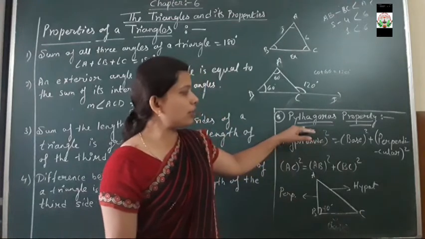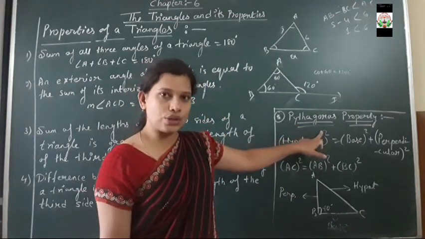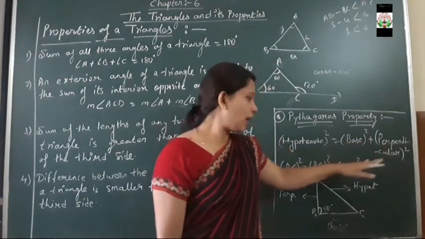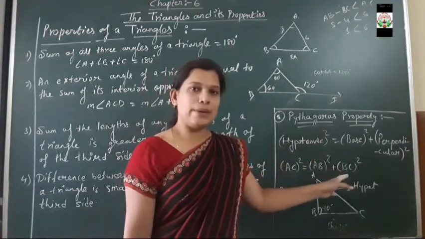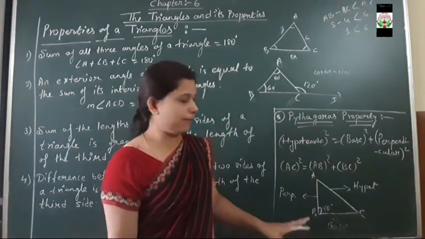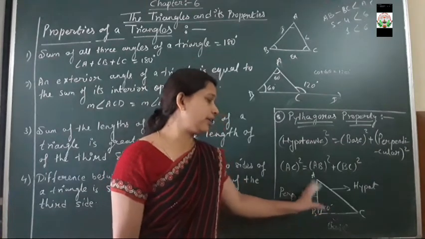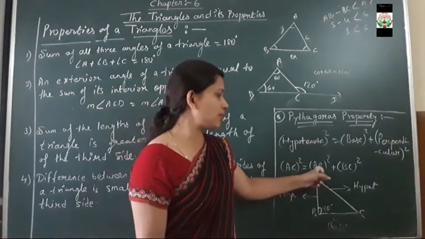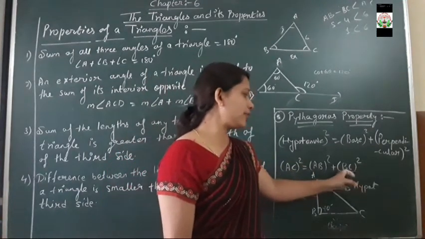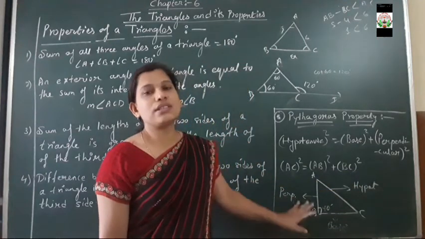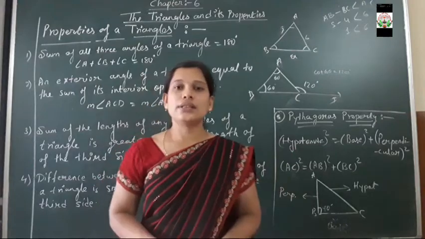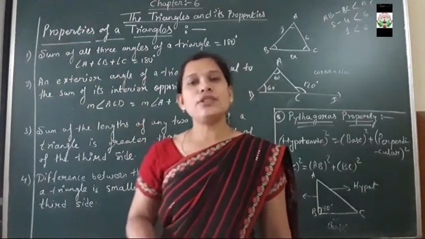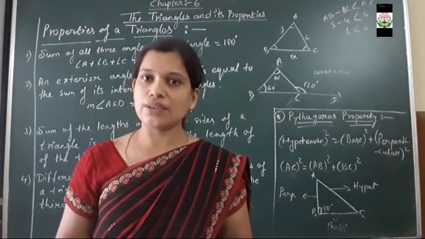Okay. So the Pythagoras property is: hypotenuse square is equal to base square plus perpendicular square. Hypotenuse का square जो होगा वो base square plus perpendicular square it will be. When we write it in terms of the alphabet, it will be AC, which is the hypotenuse, square is equal to base square, that is AB square, plus BC square, where BC is a perpendicular line. So this is the property of the Pythagoras theorem, and these are all very important properties for the triangle. With the help of these properties only we are going to solve the exercise questions. Clear everyone?